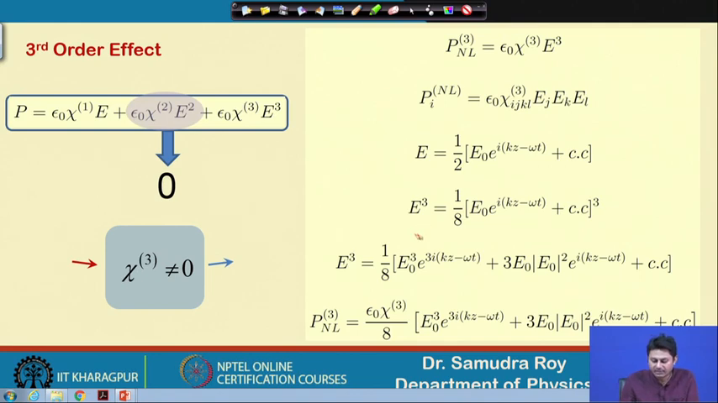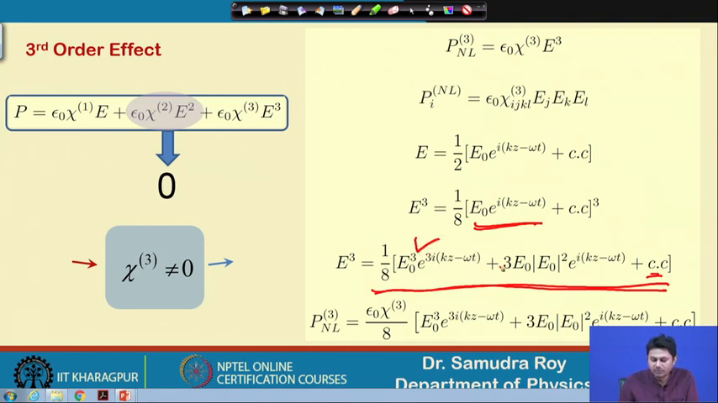So, now if I use this E cube, I will get these things as I mentioned. If I write this in the proper way, the first term, 1 by 8, will be there. The first term is a cube of these things. So, when I make the cube, it will be E 0 cube e to the power of 3i(kz minus omega t), because I am making a cube of that. Also the complex conjugate will be cubed, because there is a b cube term. So, inside this I can write that there should be one term which is the complex conjugate of that first term.